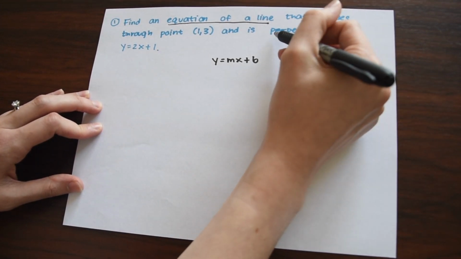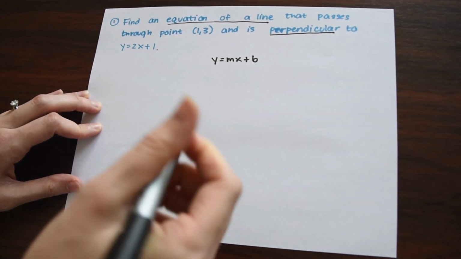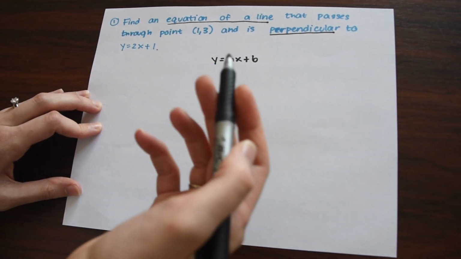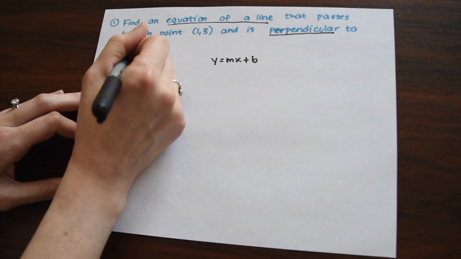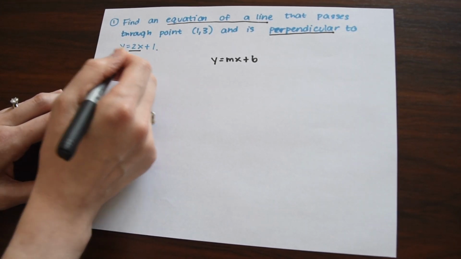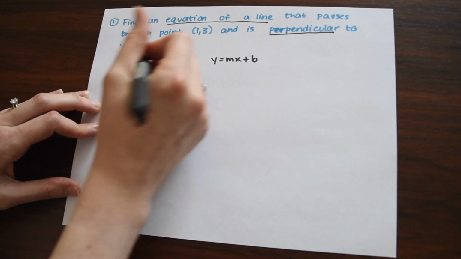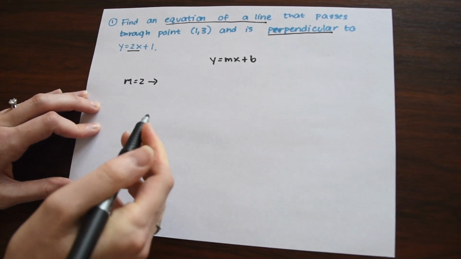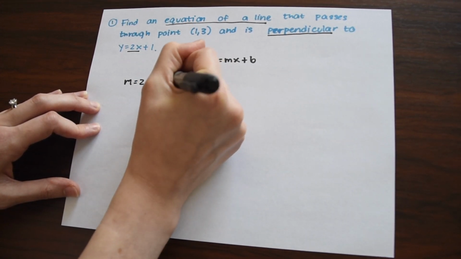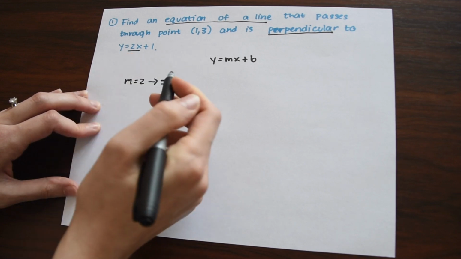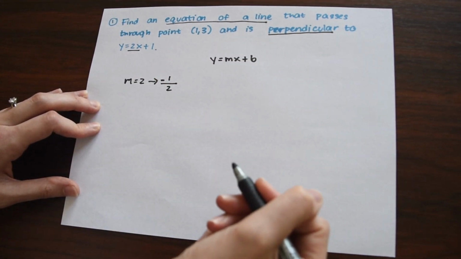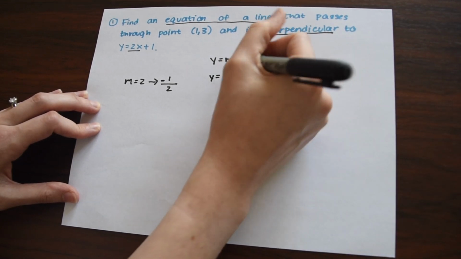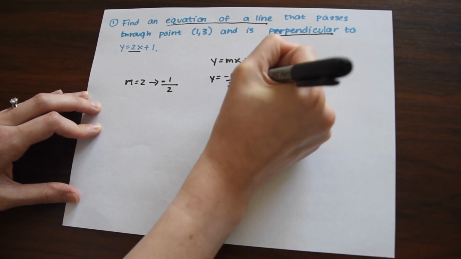Another part of this question we want to pay attention to is that it's perpendicular to line y equals 2x plus 1. If it's perpendicular, we know it's going to have a slope that is the negative reciprocal of 2, because that's the slope of this line. So if we have m equals 2 and we want the negative reciprocal of it, it becomes negative, and we put a 1 on top. So it becomes negative 1 over 2. So we have the slope. That's good. Let's plug that into our formula. y equals negative 1/2 x plus b.